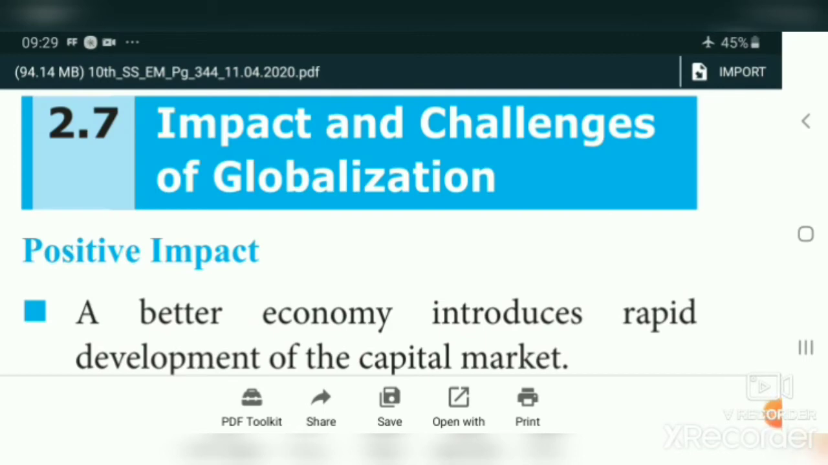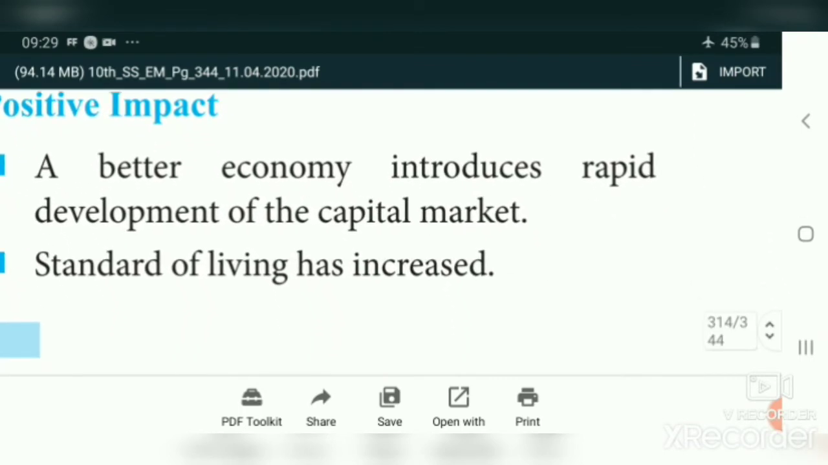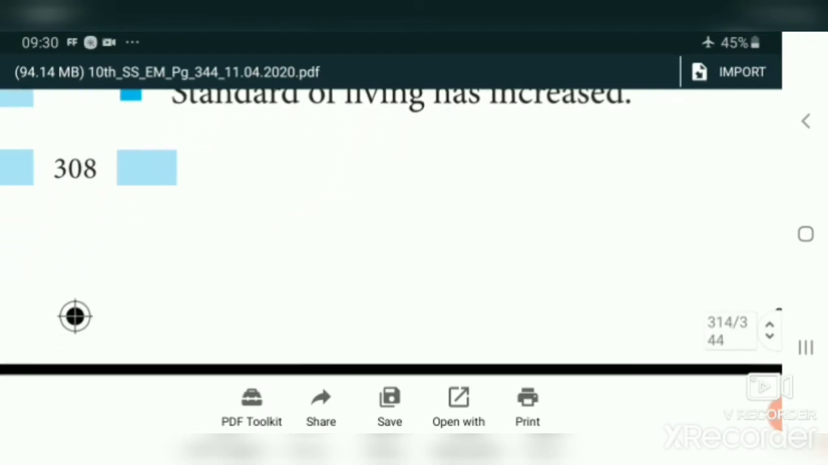Now we will see the impact and problems or challenges of globalization. First, we will see the positive impact. A better economy introduced a very fast development of the capital market. The capital markets are increasing. It increases the standard of living of the people.